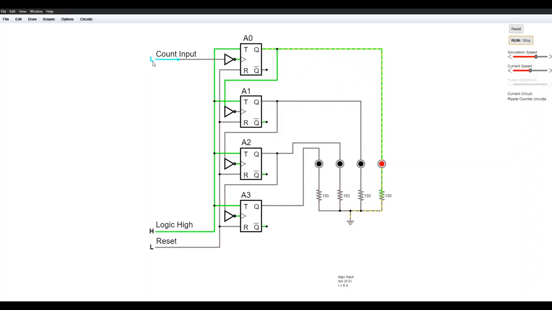So you now have your first count after 0, then high to low. The next count, high to low, high to low, and then it goes back to 0 after. So this is your T flip-flop.